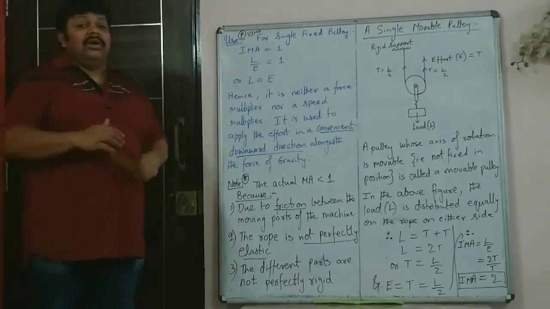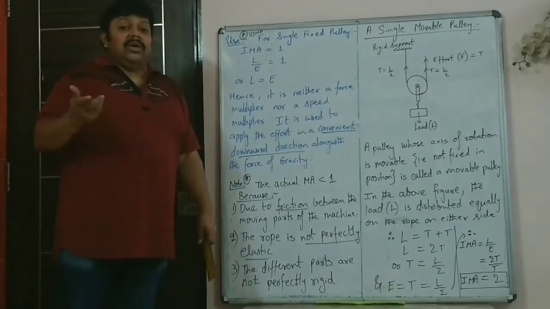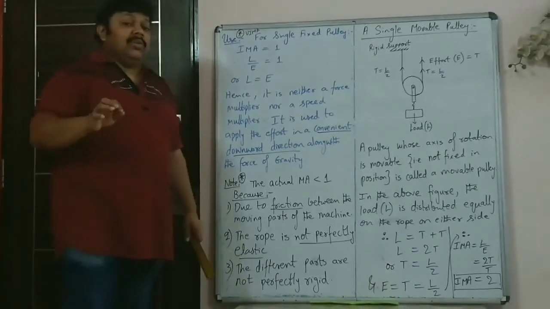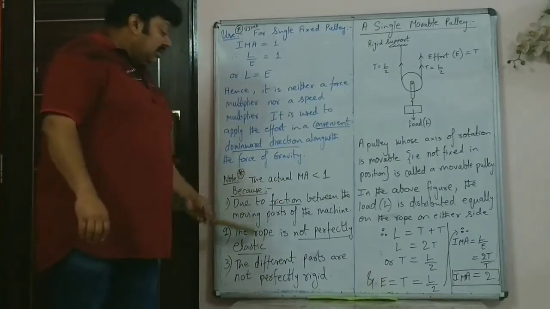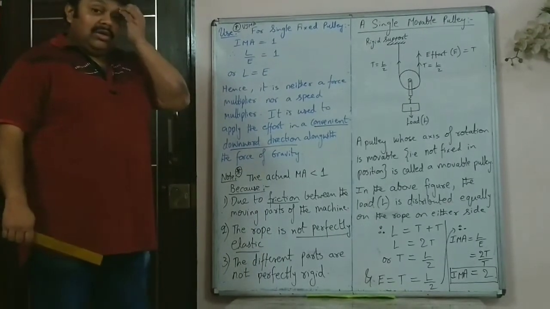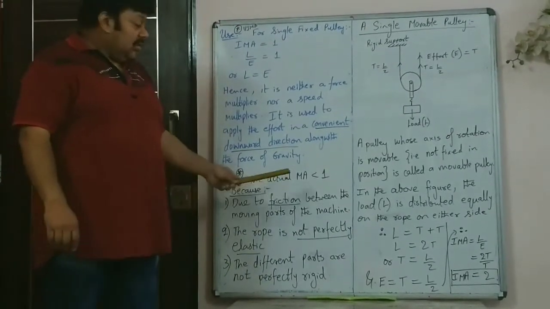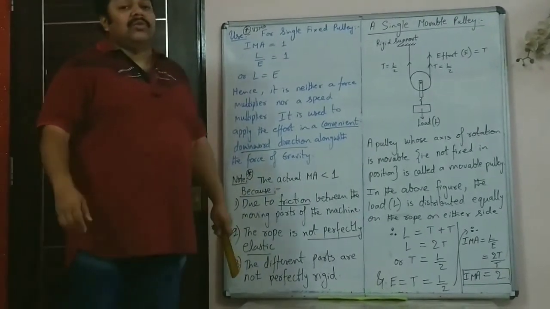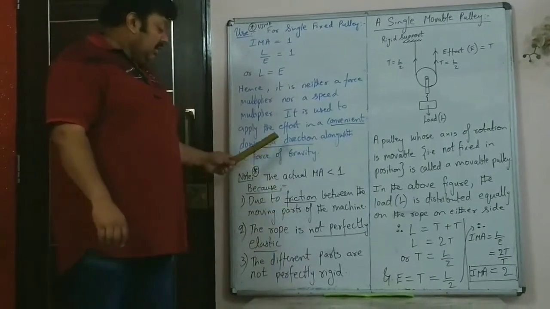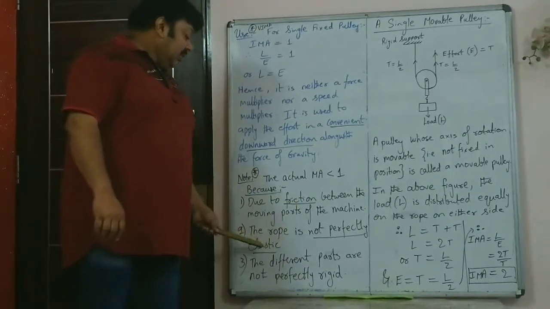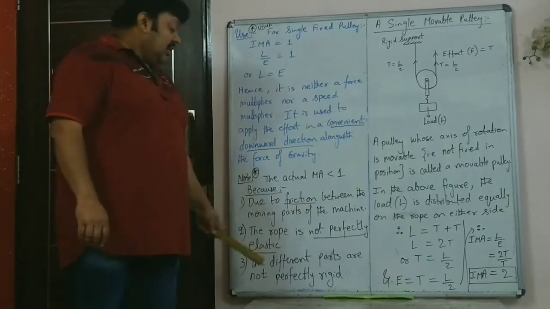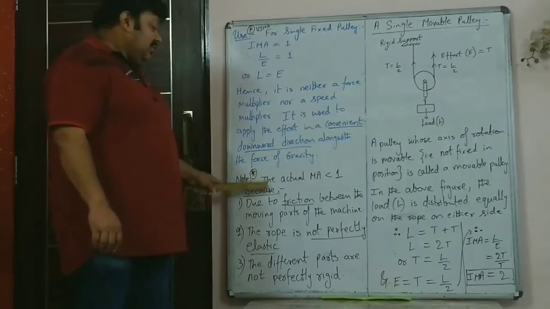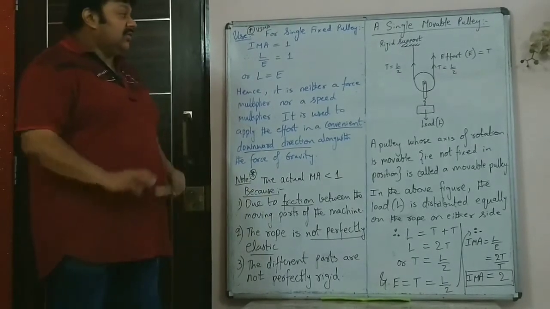What's a rigid body? There should be no intermolecular spaces of separation that should remain fixed. That means the shape and size should not change. So these are 3 reasons why the MA is always less than the VR, or MA is less than 1, for any pulley system, whether they ask you single fixed pulley, single movable pulley, anything. These are the 3 reasons: friction, the rope is not perfectly elastic, and the different parts of the machine are not perfectly rigid. So this is also an important answer, you have to learn this.